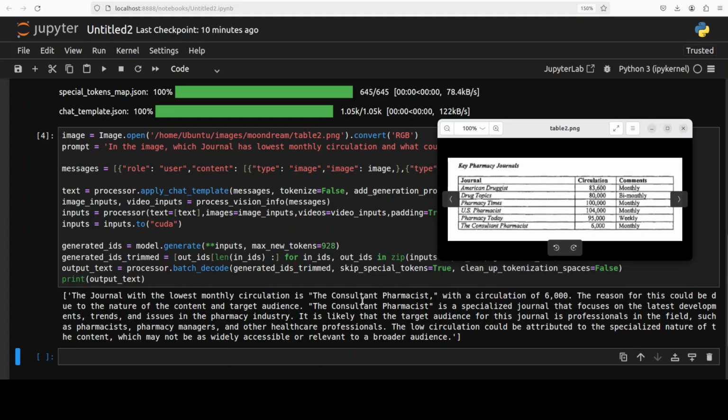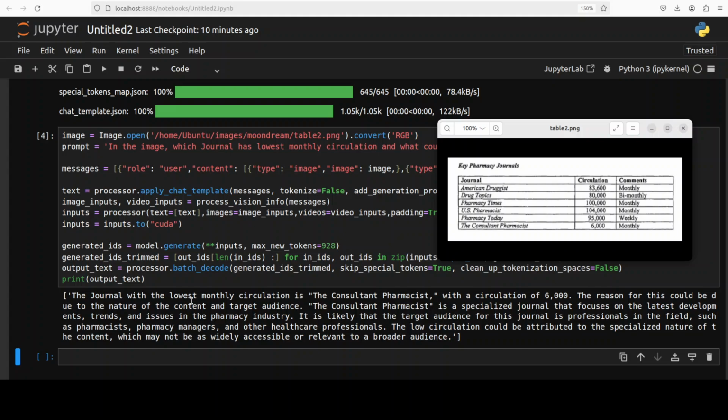So the answer here says Consultant Pharmacist with a circulation of 6,000. This is the last one in the monthly, so the answer is correct. The reason for this could be due to the nature of the content and target audience. And then Consultant Pharmacist is a specialized journal that focuses on the latest developments and all that stuff. It is likely that the target audience is professionals in the field. Now, when we say reasoning or chain of thought, what it means is that it is talking with itself. It is slicing and dicing, and then it is going step by step. It is self-reflecting on its own answer. That is what is not happening here. In my opinion, I don't think this model is quite there yet. But let me know what you think.